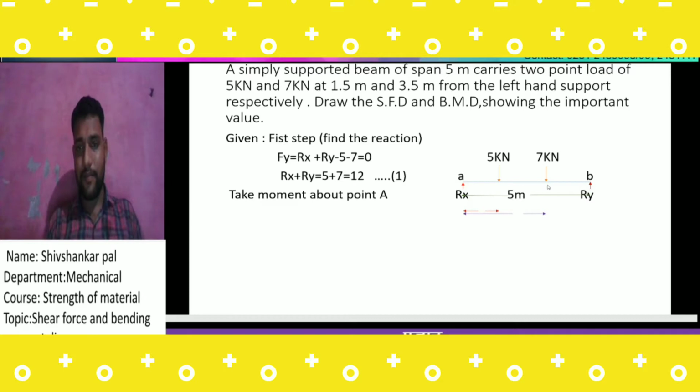That is our beam. The length of the beam is 5 meters and it carries two point loads, 5 kilonewton and 7 kilonewton, at 1.5 meters and 3.5 meters from the left hand support. What are we saying? Simply take two supports.